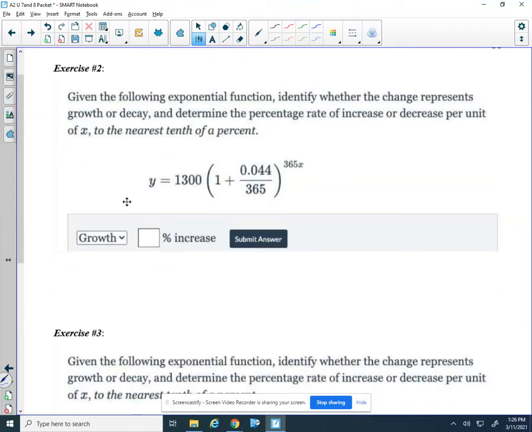So this is going to be a really short video. This is just showing what you'd have to do on Delta Math. Delta Math kind of skips a step where you're actually given the equation, but you don't have that written in a times b to the t form.